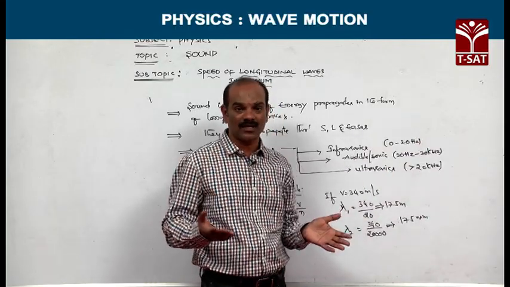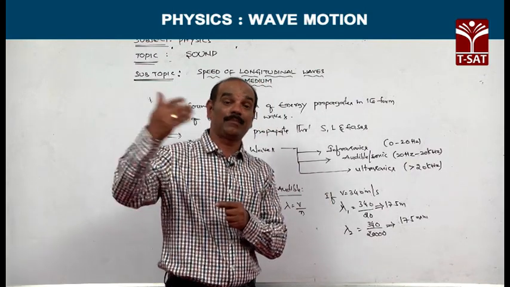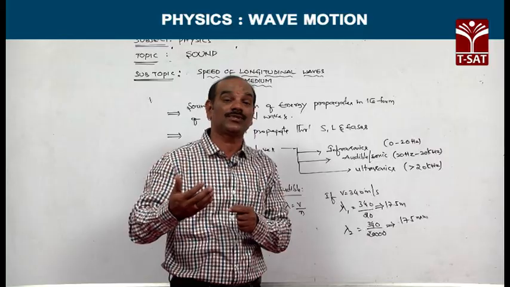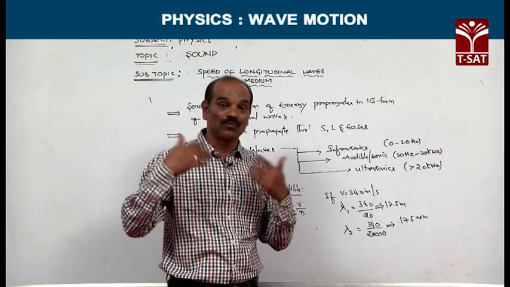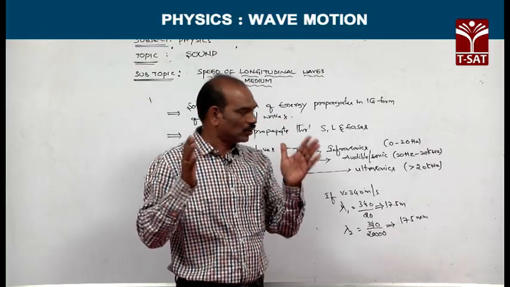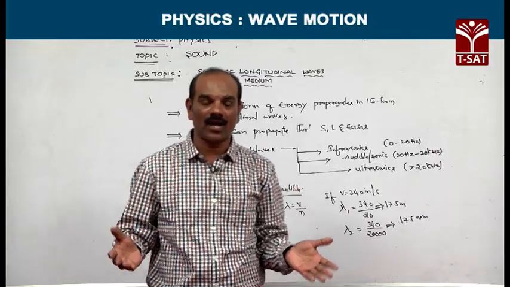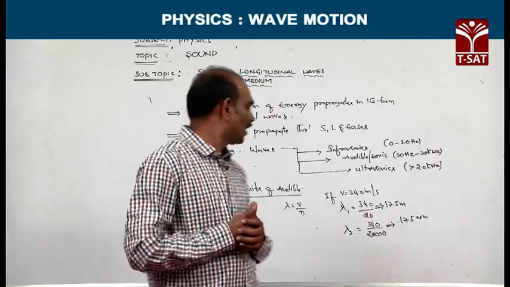What do you mean by that? In 1 second, if any vibrating body vibrates 20,000 times, that is the audible limit. If it is more than that, we cannot hear. We will hear, but that sound is not clear. So these are the 3 different types of sound waves which are classified on the basis of their frequency.